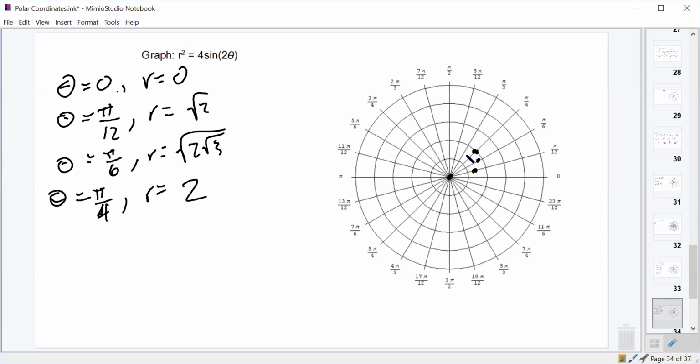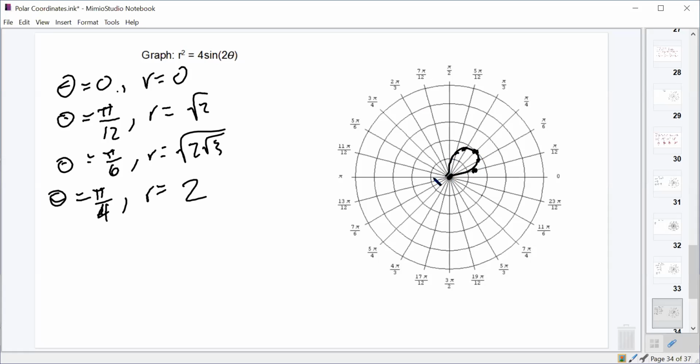And one would probably guess, since when we had r equals 4 sine 2 theta, the max we went out was 4, if we have r squared equals 4 sine 2 theta, the max we're probably going to go out is the square root of 4. So the max we're going to go out is 2. And this is going to mirror itself on the way back down in towards the pole. So it's going to look just the same. So we got something like this on this side here.